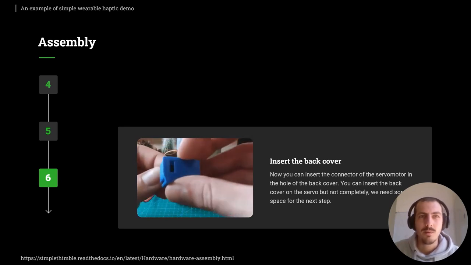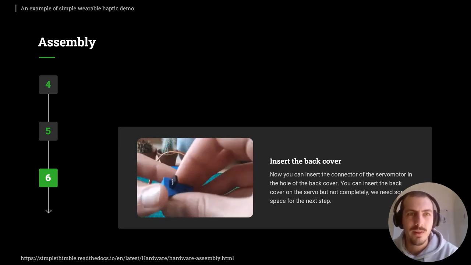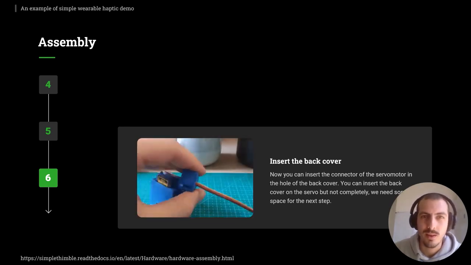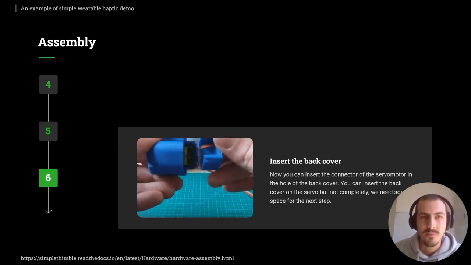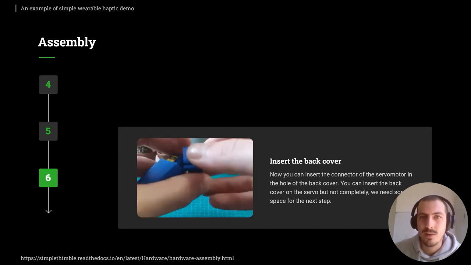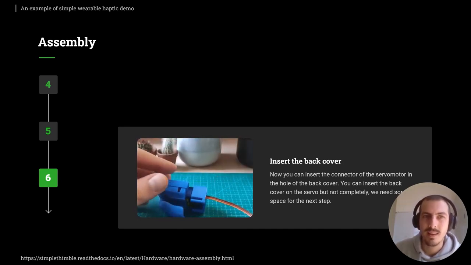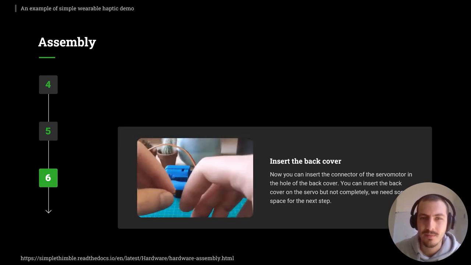Now it's finally time to insert the back cover. You can insert the connector of the servo motor in the hole of the back cover. You can insert the back cover on the servo, but not completely. We need some space for the next step.